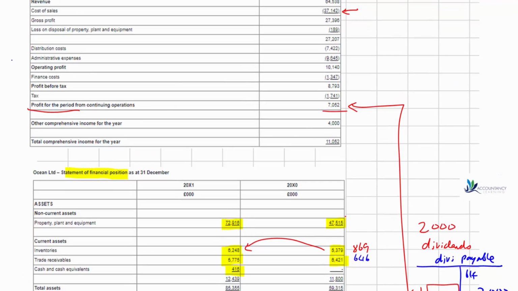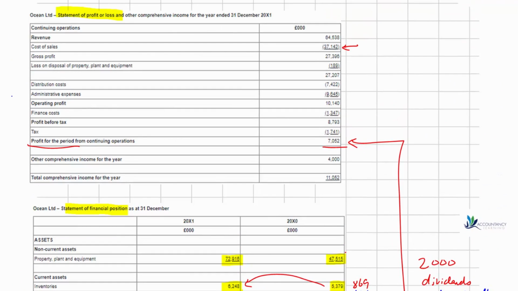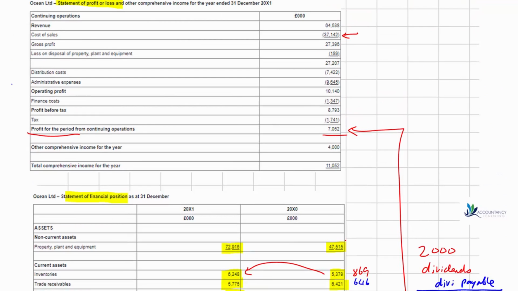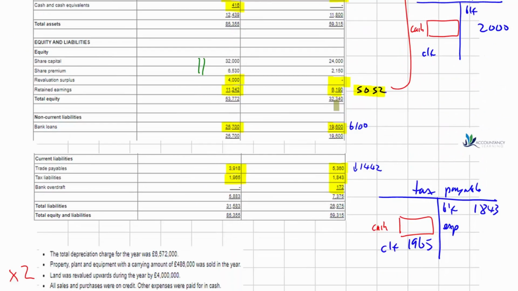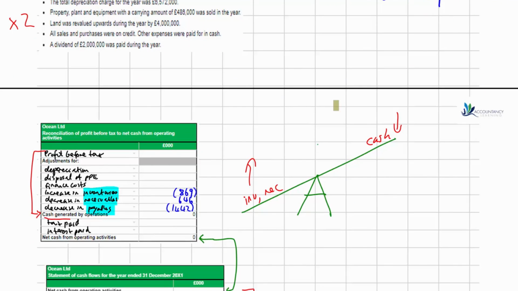Next then, I'm going to turn to the statement of profit or loss. Now in this case, we don't need to use all of these numbers. Okay, so we need to be a bit selective here. So what we do need to use though is the profit for the business but before tax. We need the profit before tax figure, 8,793. And that's going to be the very first number in our answer.